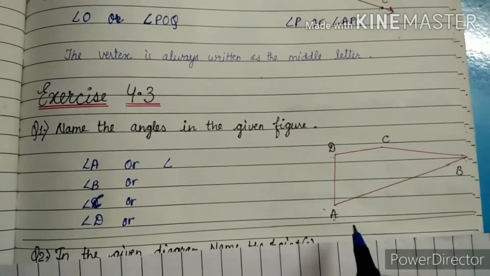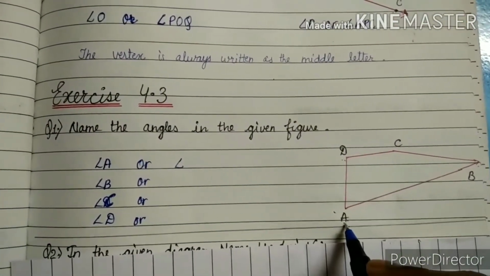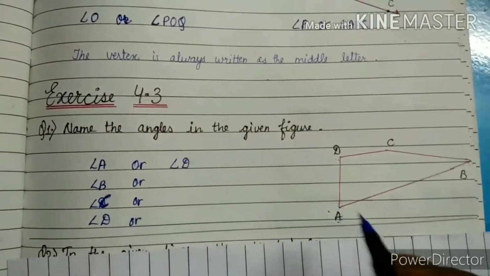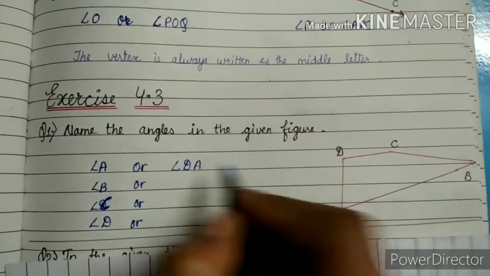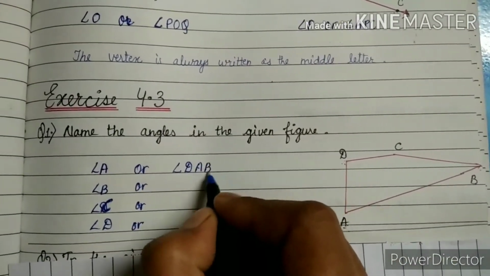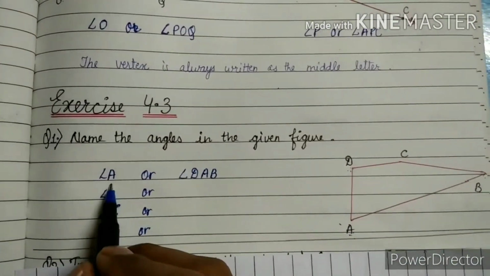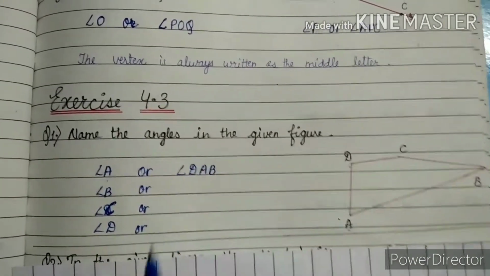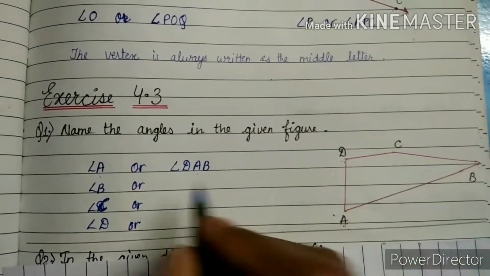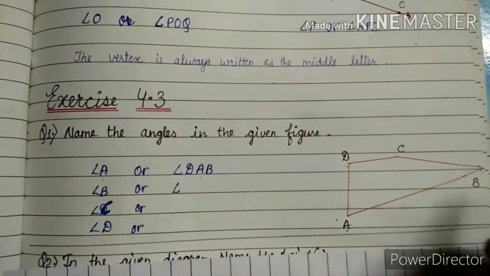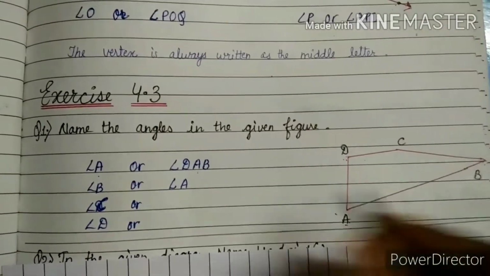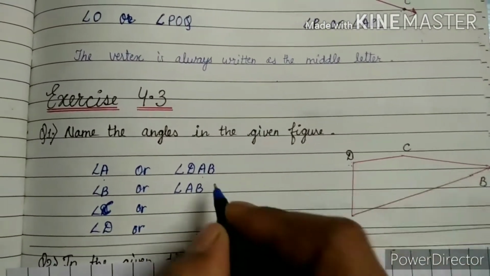Always remember one thing: the vertex name will come in the middle. So if we start from D, it is DAB. Once again check it: is A coming in the middle or not? Yes, A is coming in the middle. Now for the vertex B, it starts from A, then B, then C.